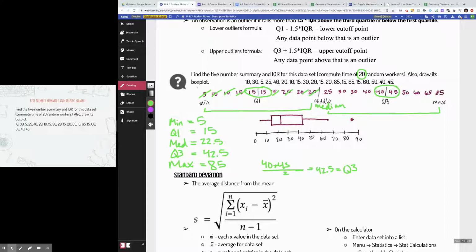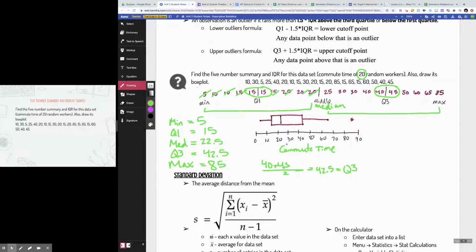All right, so I've already drawn my box plot, and there's one thing I want you to notice that I should have included: I did not label my axis here. I didn't put any context when I drew. So this is commute time.